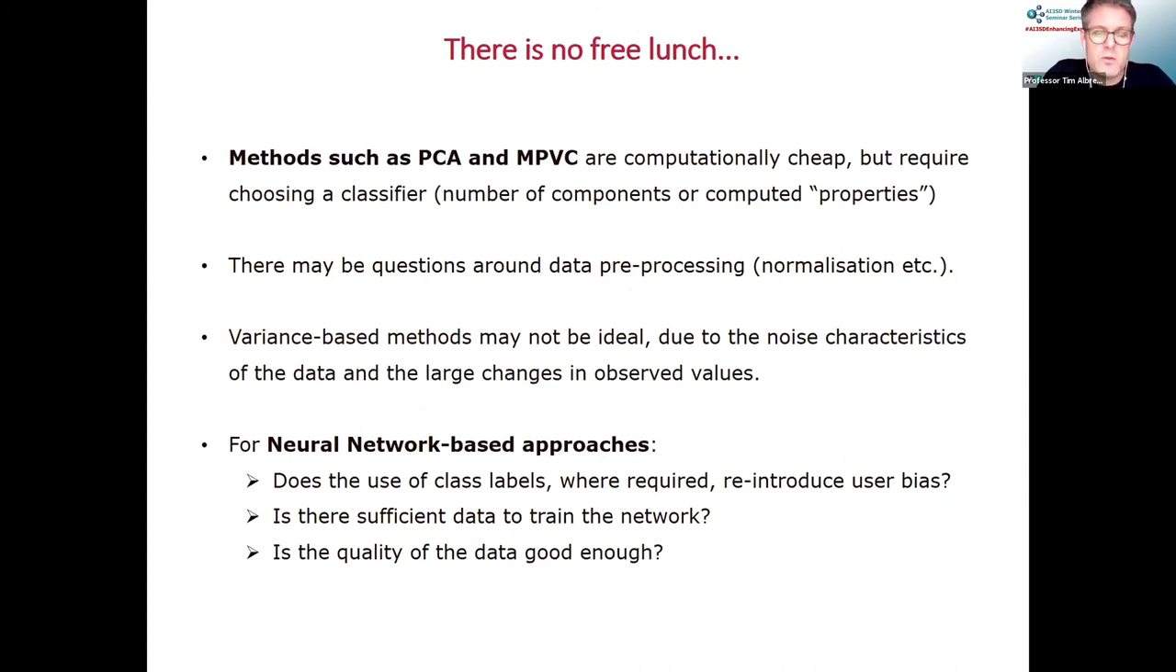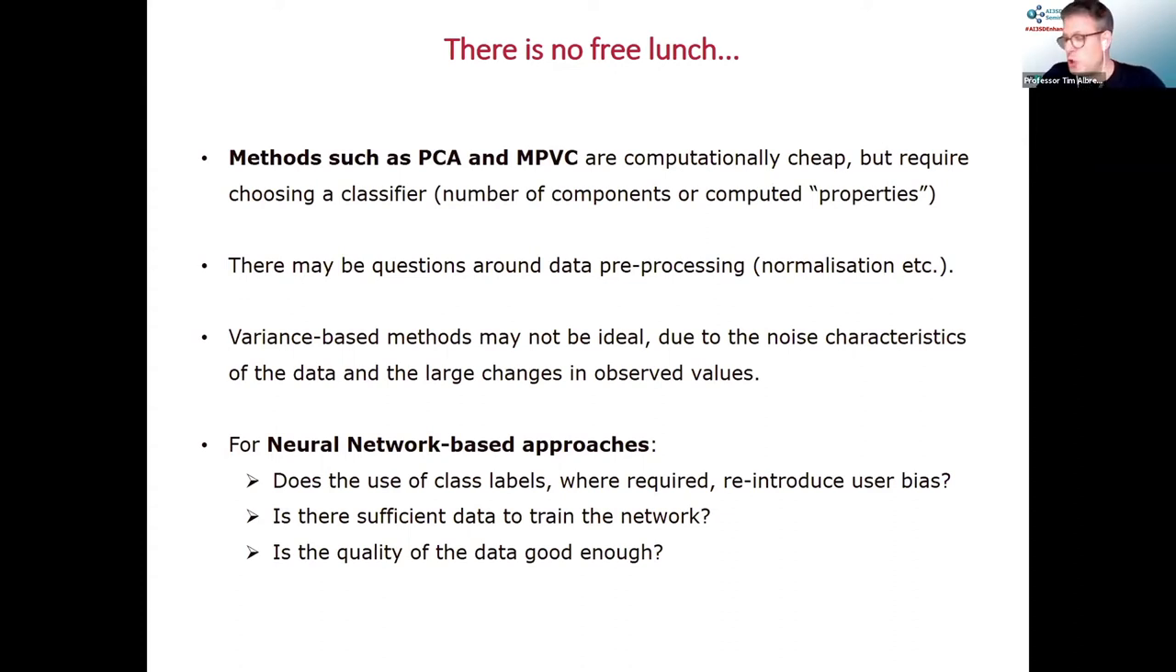Now, there's a lot to be said, of course, for things like PCA and MPVC. They're computationally quite cheap. You do need to choose some sort of classifier or the number of components or computed properties that you'd like to use for classification. You might have questions about data pre-processing here, normalization and so on. And there is, of course, also this suspicion around variance-based methods. It might not be a big deal for this particular problem at hand, simply because we've got so much fluctuation, because of the noise characteristics in the data and the large changes in the observed current values, for example.